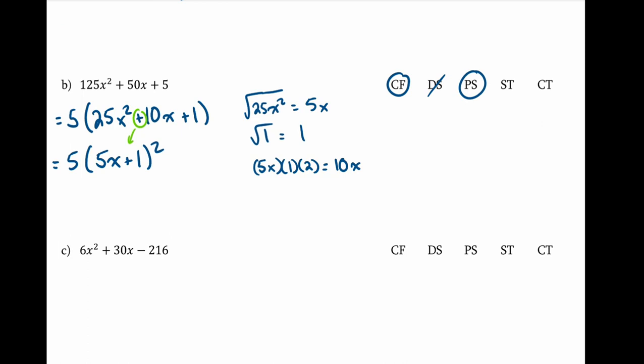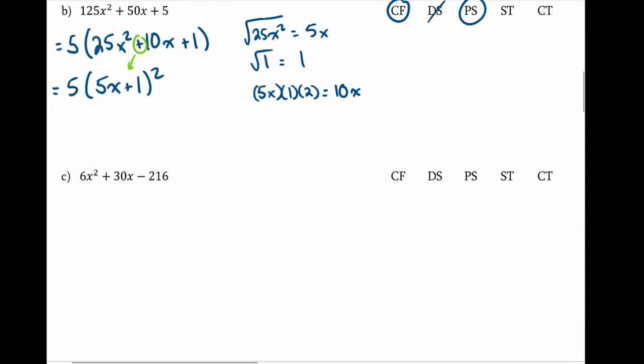Moving on to the next one. 6x squared plus 30x minus 216. Again, the first thing you want to do is common factor. Let's check. So 6 is my lowest number. Does 6 go into 30? It does. Does 6 go into 216? It does as well. So I can common factor a 6 out, and I'll be left with x squared plus 5x minus 36.